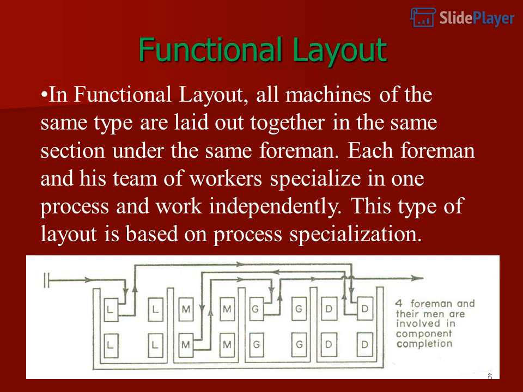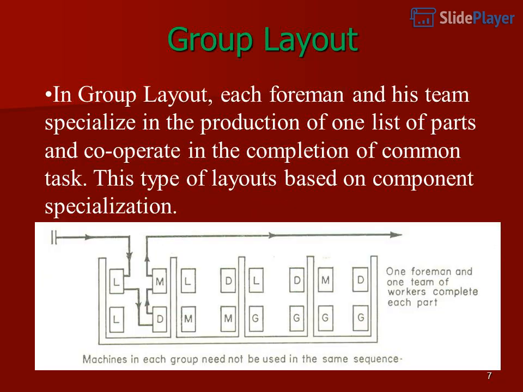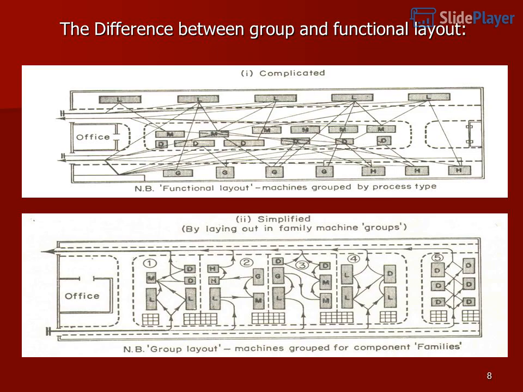Functional layout. In functional layout, all machines of the same type are laid out together in the same section under the same foreman. Each foreman and his team of workers specialize in one process and work independently. This type of layout is based on process specialization. Group layout. In group layout, each foreman and his team specialize in the production of one list of parts and cooperate in the completion of common tasks. This type of layout is based on component specialization. The difference between group and functional layout.